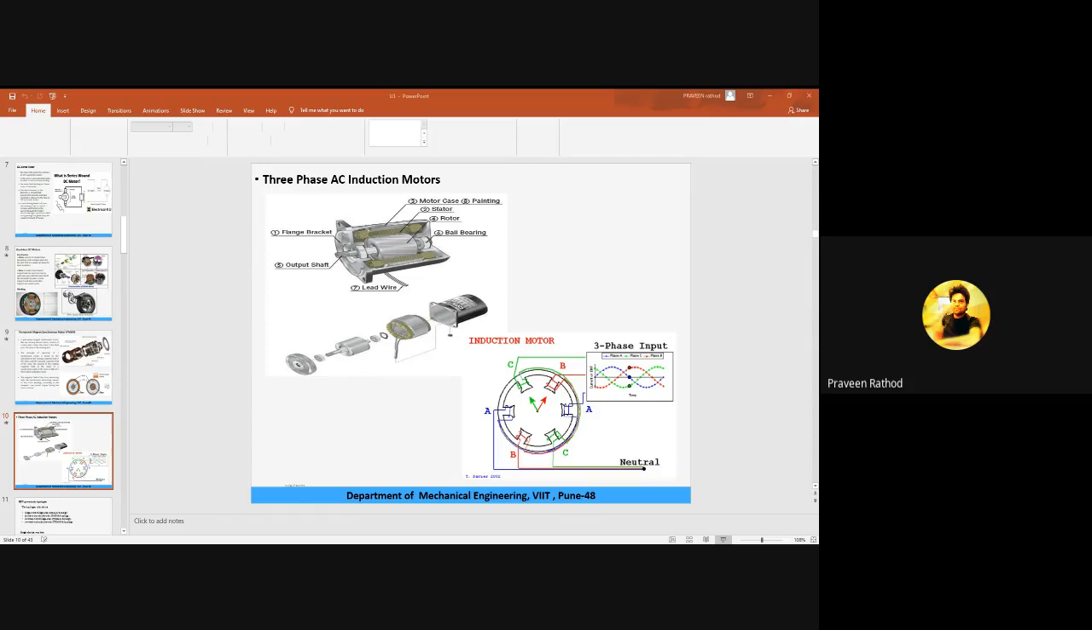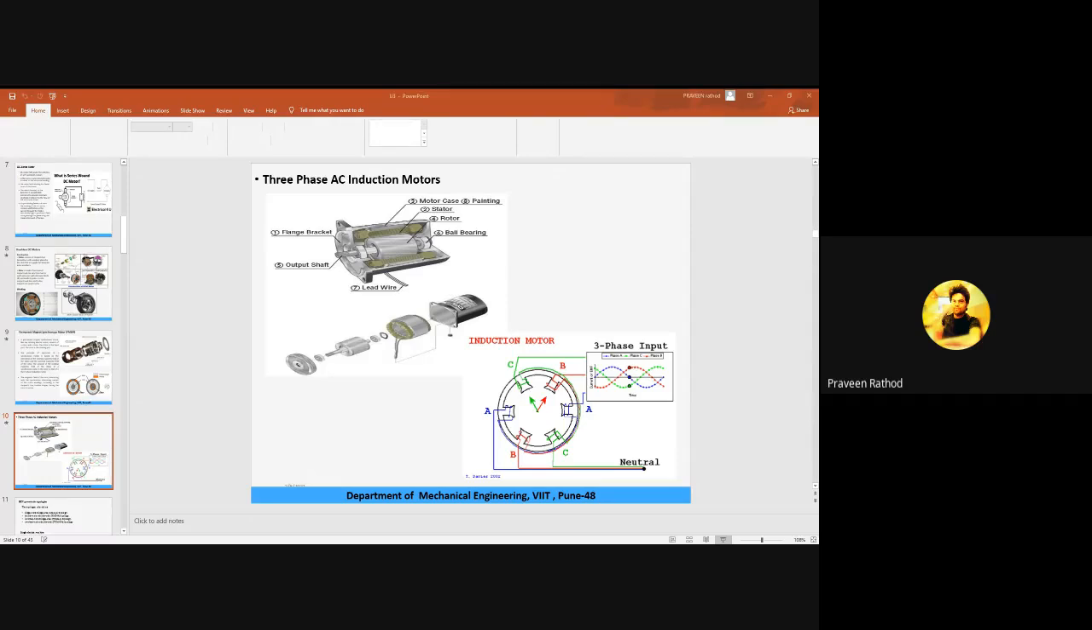Each phase acts individually. So A phase acts first, then B phase acts, and C phase acts. Whenever we pass the current, a rotating magnetic field will be generated, rotating at the synchronous speed. Since it rotates at the synchronous speed, the rotor will be rotated at a synchronous speed.